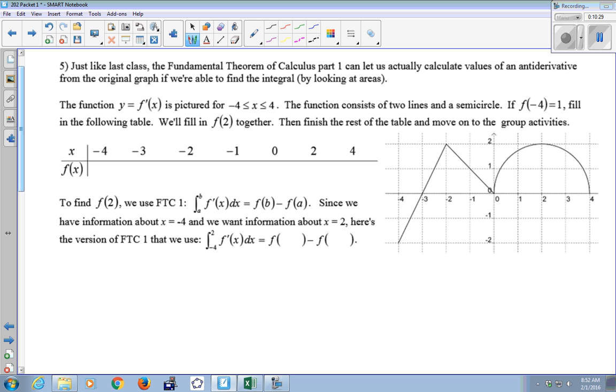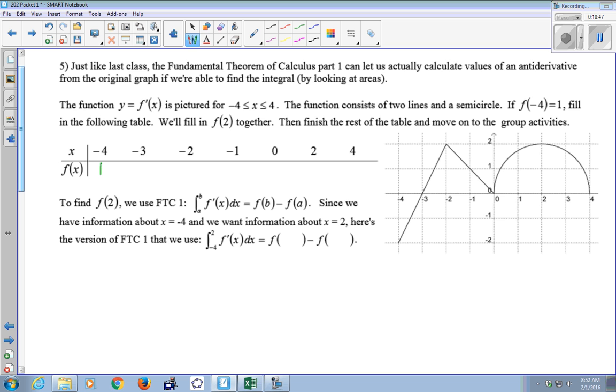Okay, so this is what I did not give you in the last one. I didn't give you one starting point. Now I'm giving you one. F of -4 is 1. So you can fill that in right away. We're going to figure out f of 2. Okay, and then we'll finish the rest of the table. But I want to do f of 2 first.